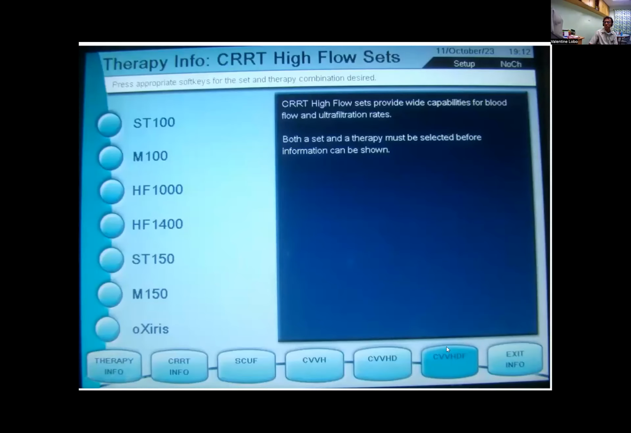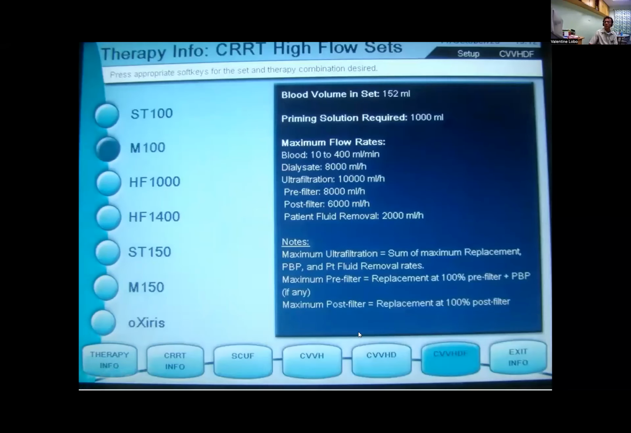So I've chosen CVVH-DF, and then I have a choice of sets. So I'm going to choose M100 here. And if the two are compatible, I don't need to know anything further. The machine will tell me the specifications of the set and what sort of settings I can use in terms of blood flow, dialysate flow, ultrafiltration, and replacement fluid.